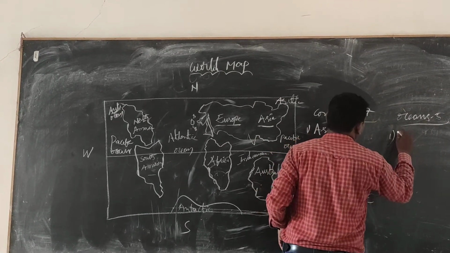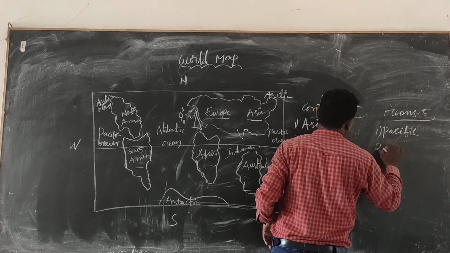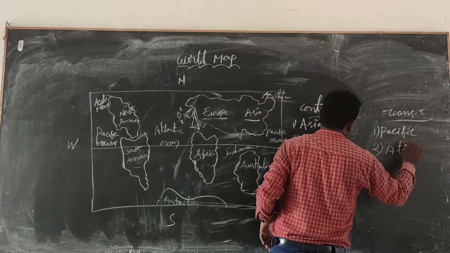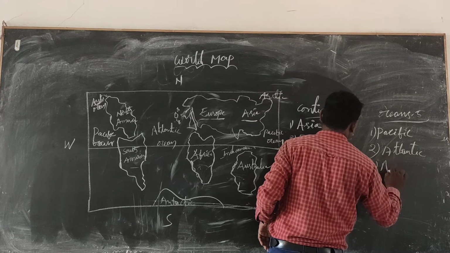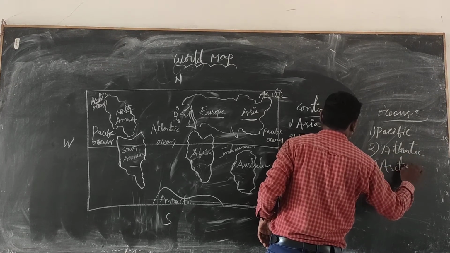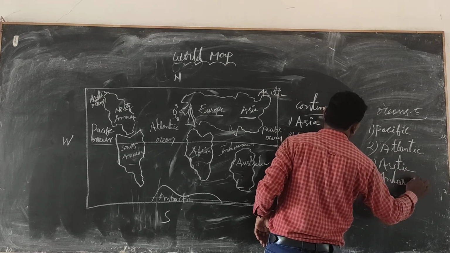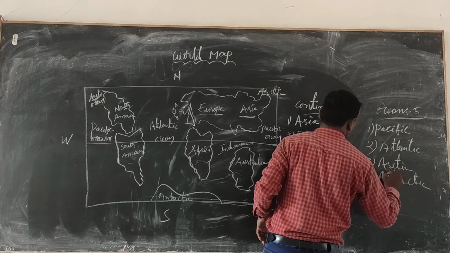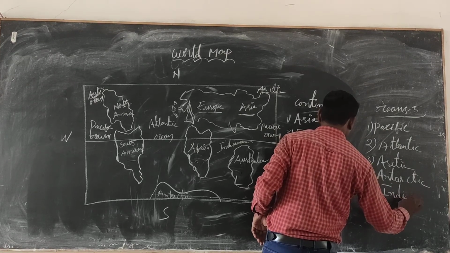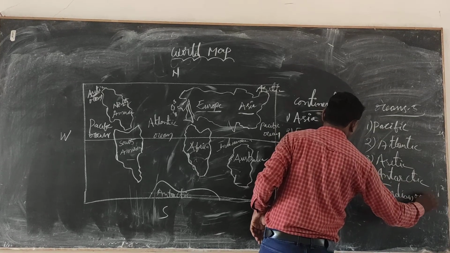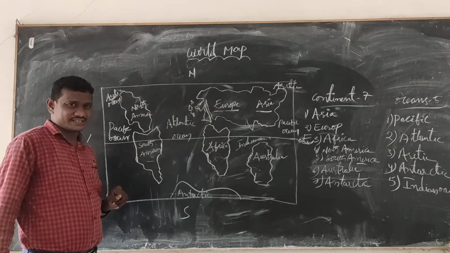First one, Pacific Ocean. Atlantic Ocean. Arctic Ocean. Antarctic Ocean. Fifth one, Indian Ocean. These are the continents and oceans.